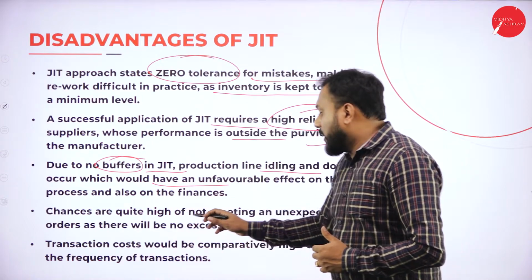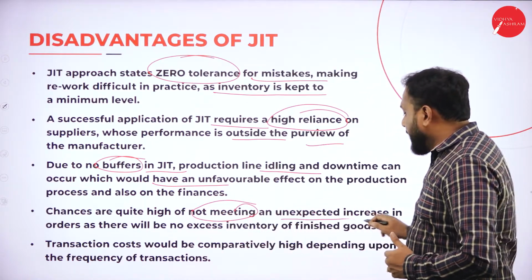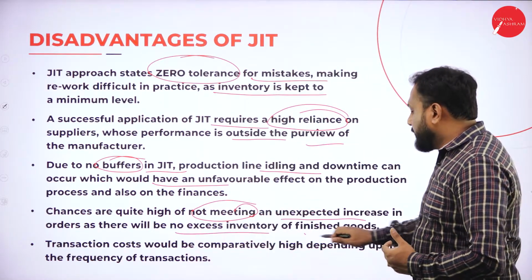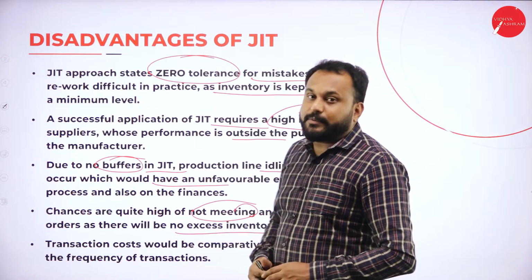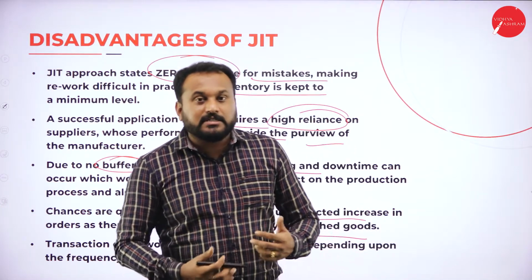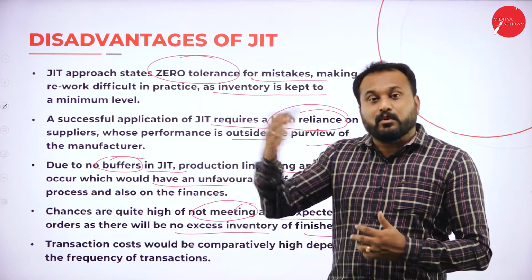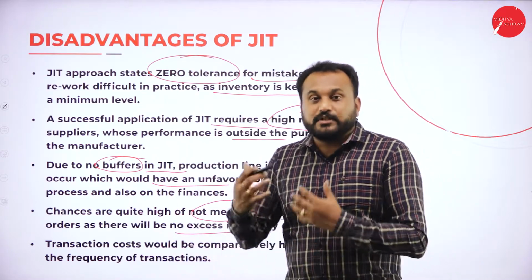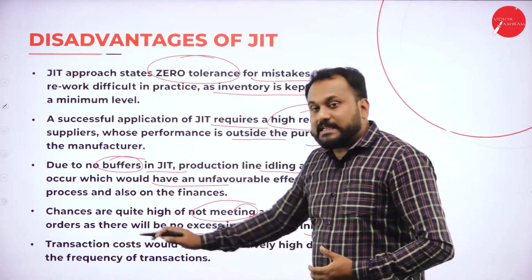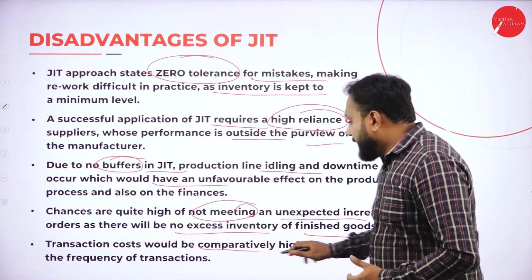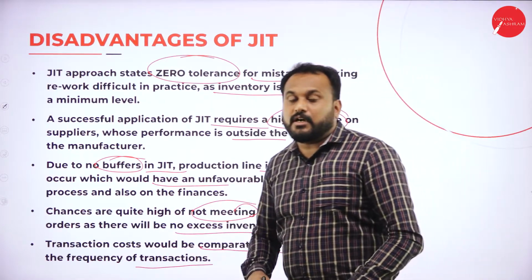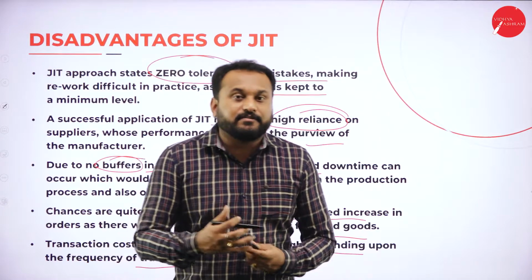Chances are quite high of not meeting an unexpected increase in orders, as there will be no excess inventory of finished goods. See, today I went with 20,000 orders, and tomorrow if I get 2 lakh orders, I can't manage with JIT because of uncertainty, unexpected things, or an increase in production and sales. JIT will not take it because they are not ready to accept the flexibility here. And lastly, transaction costs would be comparatively high depending upon the frequency of transactions. So there are very big disadvantages of JIT.